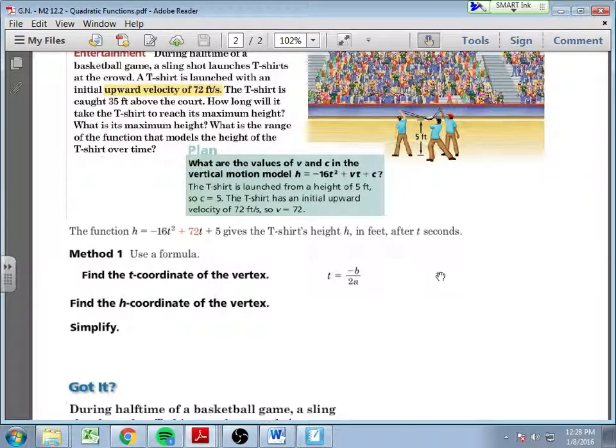Let's see. Why do we have t equals here? Because of time. Yeah, because instead of x, we're using t as my variable to represent time. So because t is my variable in the equation, that's what we use. So then negative b over 2a. So what is your b value, Greg? Let me find it.